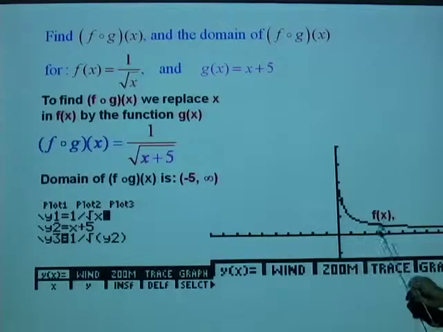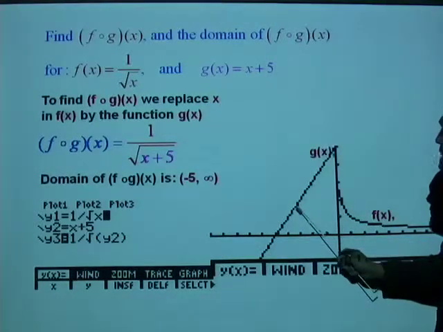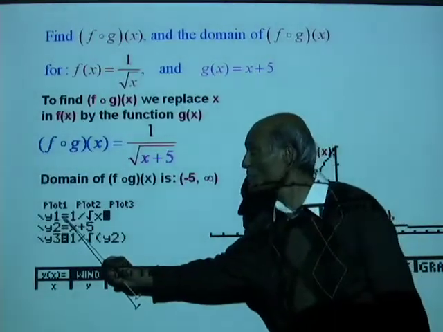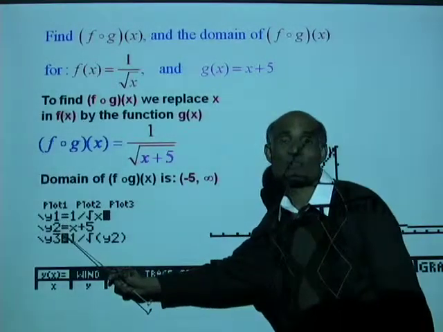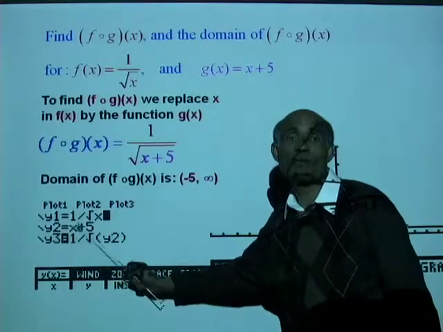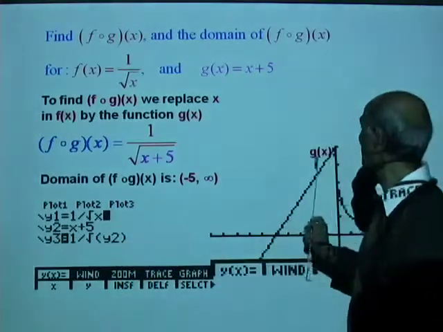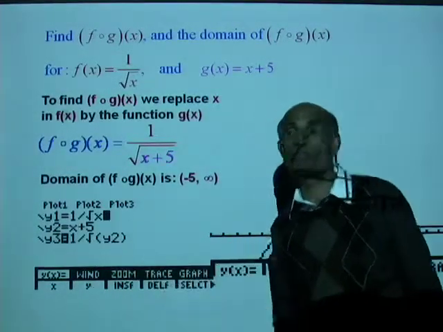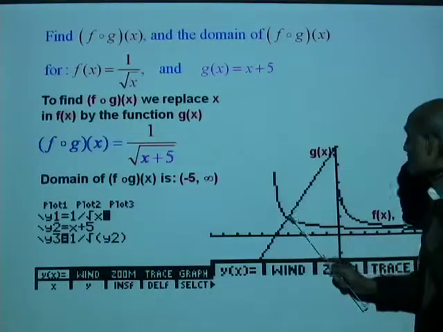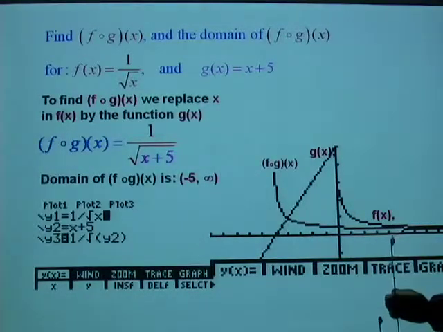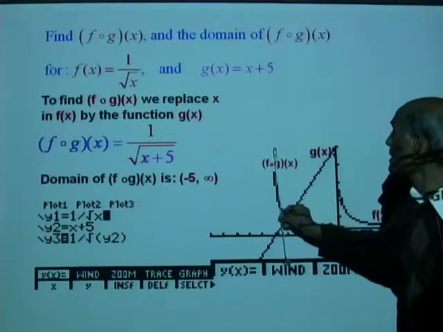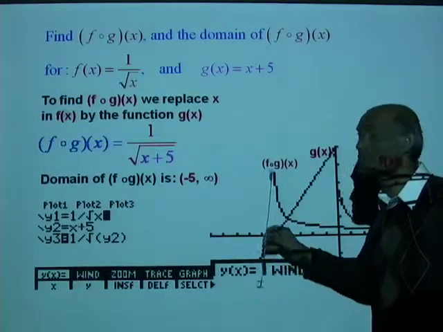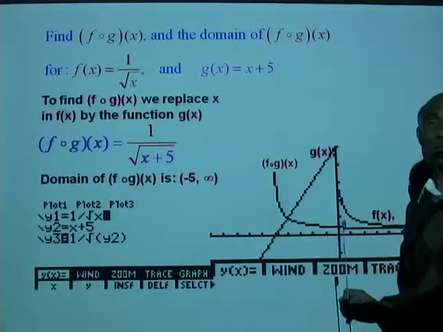Well, that's the graph of f of x, and that's the graph of g of x. So I'm drawing them. In the last lesson I told you how to deselect some of the graphs and then plot them one by one. You can see I plotted the first two and then I deselected those, and now I'm ready to plot the third one. And this is the graph of f of g of x. And you can see its domain contains only -5 to infinity. -5 is not included. That's right.